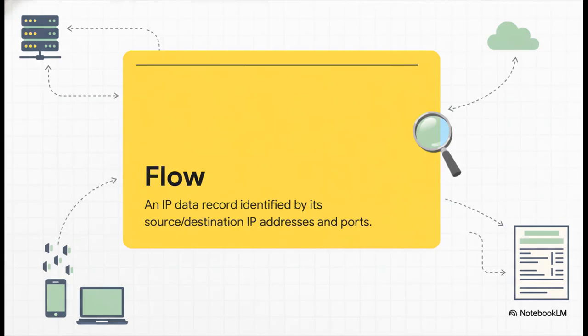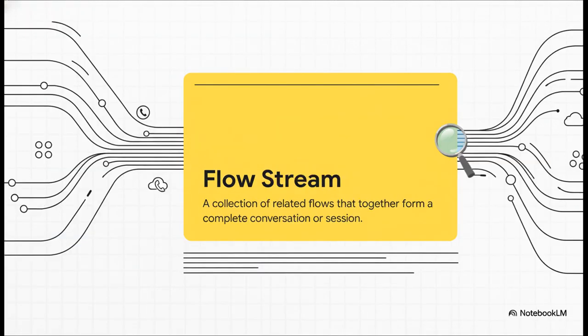So what is a flow? Think of it as a summary record of a single conversation on the network. It's identified by a few key things: the source IP address, the destination IP address, and the ports they're using. My favorite analogy is to think of it like your phone bill. The bill doesn't record your actual conversation, but it tells you who called you, when, and for how long. That's a flow.